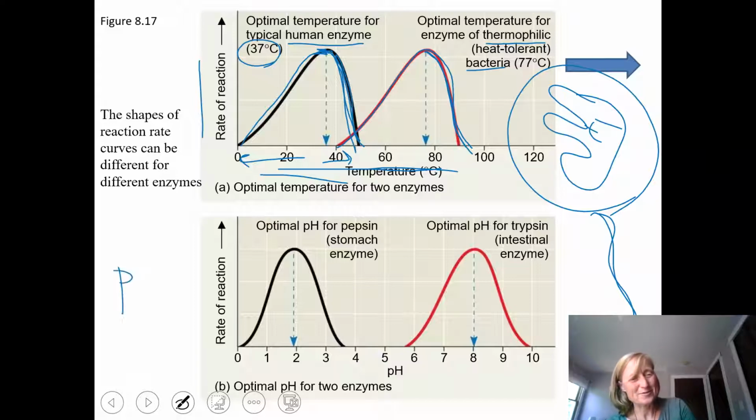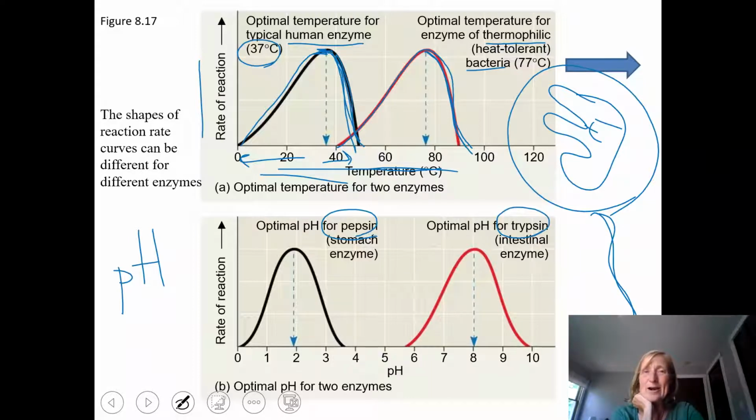pH can also affect the rate of an enzyme-catalyzed reaction, because changing pHs can change the shape of the enzyme. If you change the shape of the active site, the enzyme can't function. So if we look at the optimal pH for pepsin, which is an enzyme that breaks down proteins in our stomach, and the optimal pH for trypsin, that's an enzyme that breaks down proteins in our intestine, we see they're quite different.